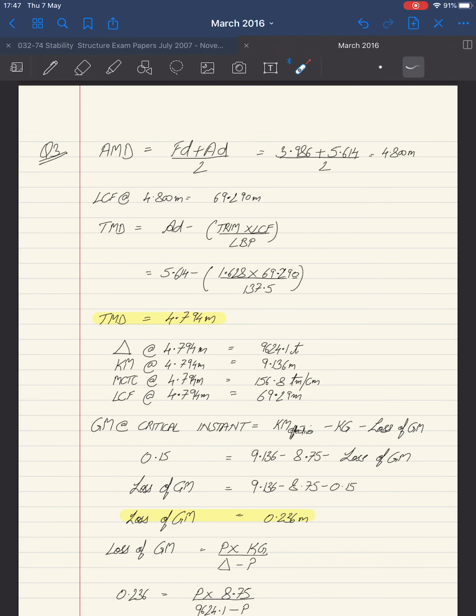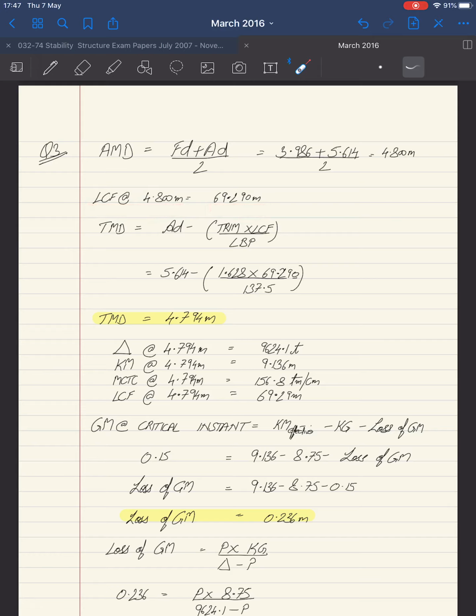We'll first calculate the arithmetic mean draft of the vessel, which is forward draft plus aft draft divided by 2. We will get 3.986 plus 5.614 divided by 2, where the arithmetic mean draft's final answer will be 4.800 meters. Now, with this arithmetic mean draft, we will find the value of LCF from the hydrostatic data. So the LCF at 4.800 meters has been obtained as 69.290 meters.